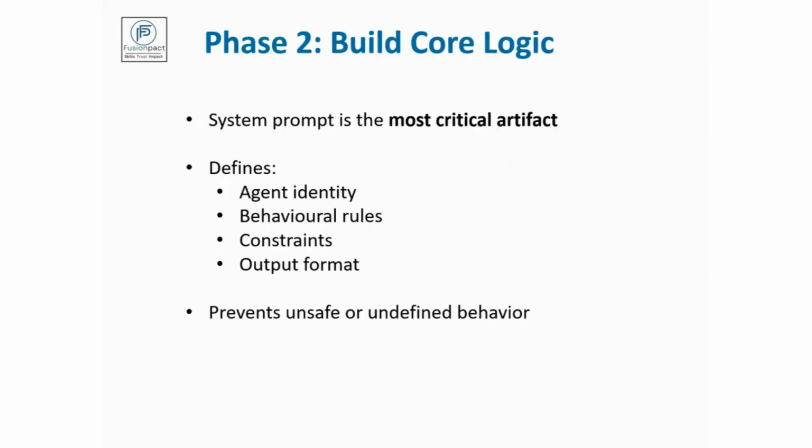Phase 2 is build core logic. The system prompt is the most critical artifact. It defines agent identity, behavioral rules, constraints, and output format, and prevents unsafe or undefined behavior.